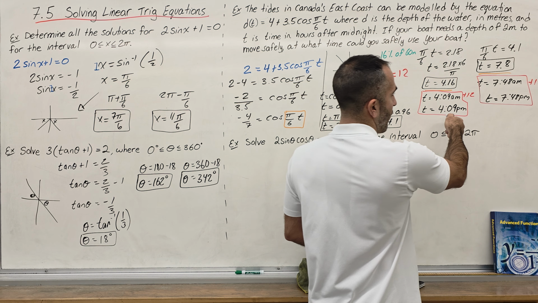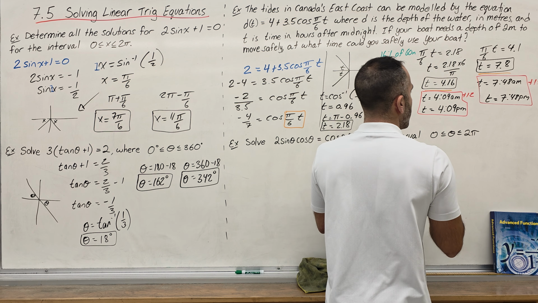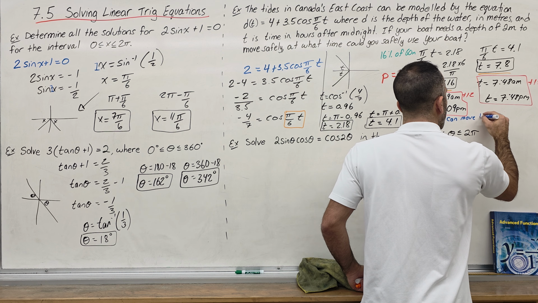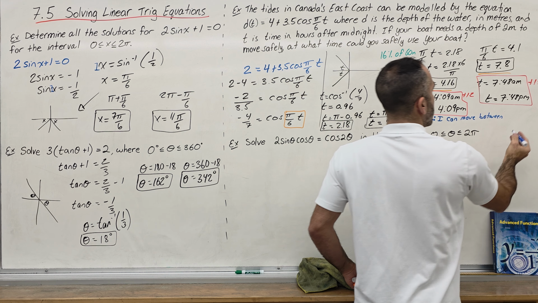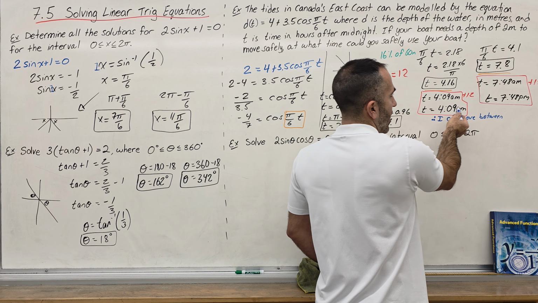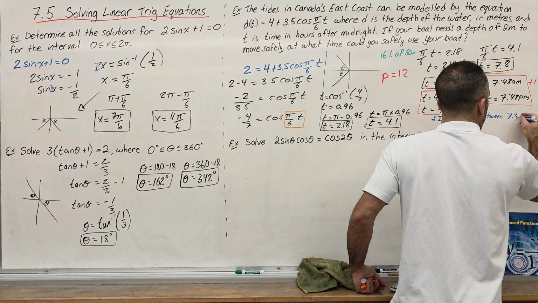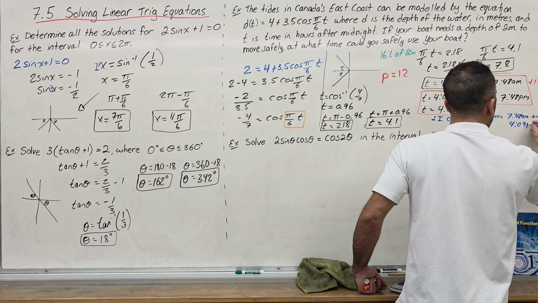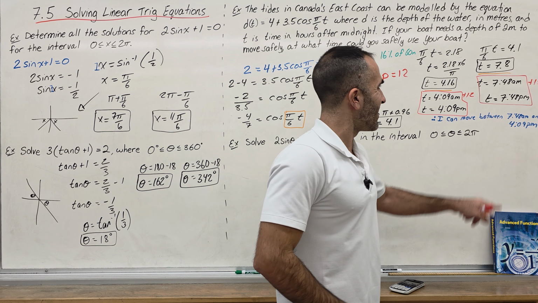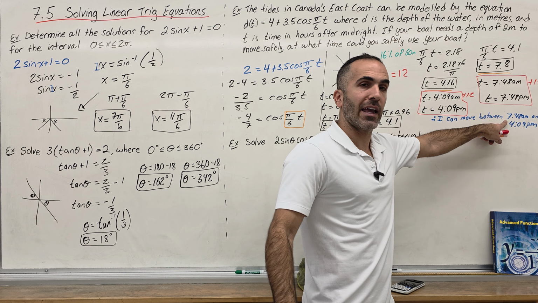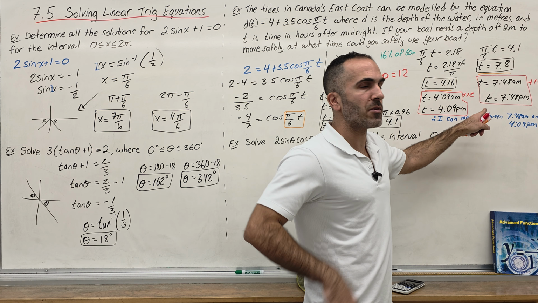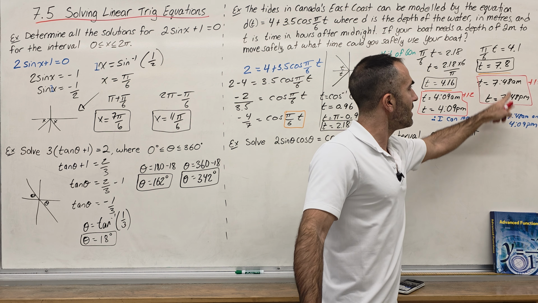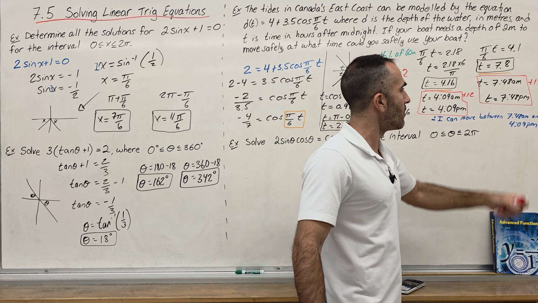So it's actually not from 4:09 to 7:48. Therefore, I can move between 7:48 a.m. and 4:09 p.m. Okay, so again, I tested 5, which is 5 a.m., and I cannot move my boat, which means between these times, no good. But on the outside of these times, we're good. So not 4:09 to 7, 7 to 4:09, and I just changed the a.m. and the p.m.